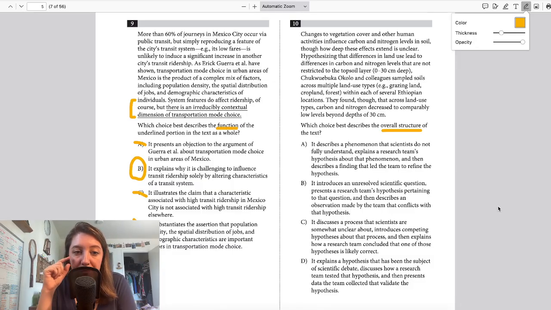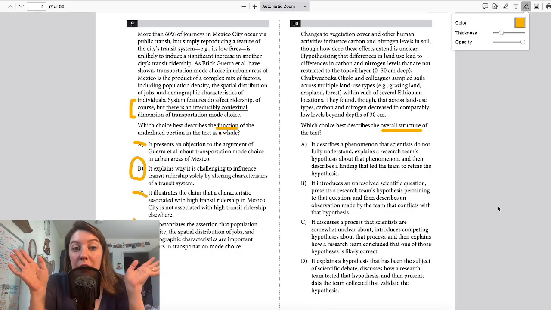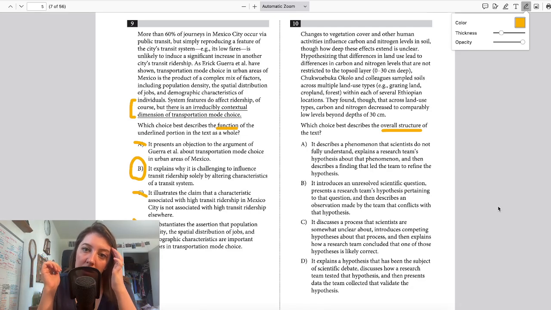They found, though, that across land use types, carbon and nitrogen decreased to comparably low levels beyond depths of 30 centimeters. Okay. We don't need to understand what this paragraph is telling us about all the science. Just in case you were thinking, I don't know anything about nitrogen and carbon, or I didn't understand the relationship, it doesn't matter, right? It's helpful, but it doesn't matter. All we care about is what is the structure of the paragraph? Like, what are the functions of the sentences?